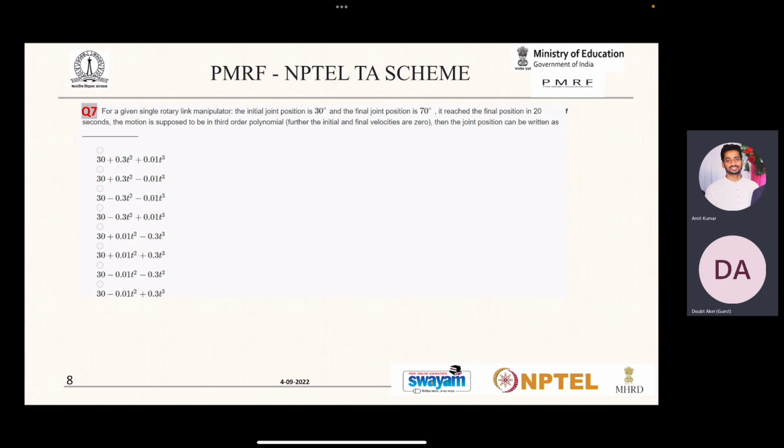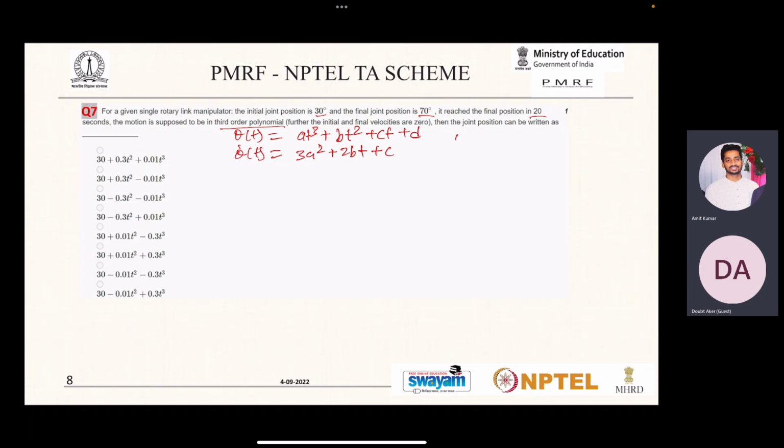And it reaches the final position in 20 seconds. So let us find out how. We need to find theta of t. Now, this is a third order polynomial, it is given. So again we can assume at cube plus bt square plus ct plus d, right? The initial and final velocities are also given. So again let us find theta dot t, that is 3at square plus 2bt plus c, right?